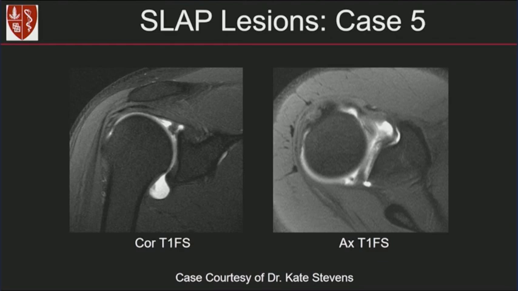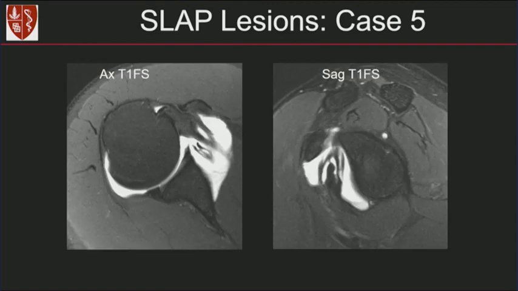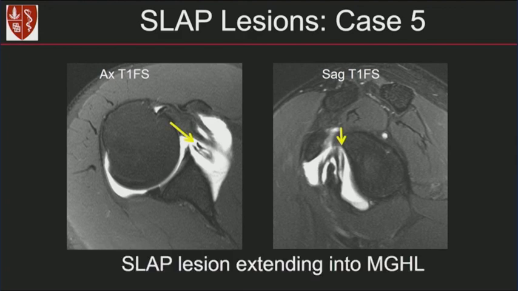Okay, another nice case here, coronal and axial MR arthrogram images. You can see separation of the superior labrum from the glenoid, and a small little cyst that's filling with contrast. The axial images show the same thing. Now we go down a little bit further, axial and sagittal T1 fat suppressed images here. You see abnormal contrast going into the MGHL. So this was a SLAP lesion extending into the MGHL.